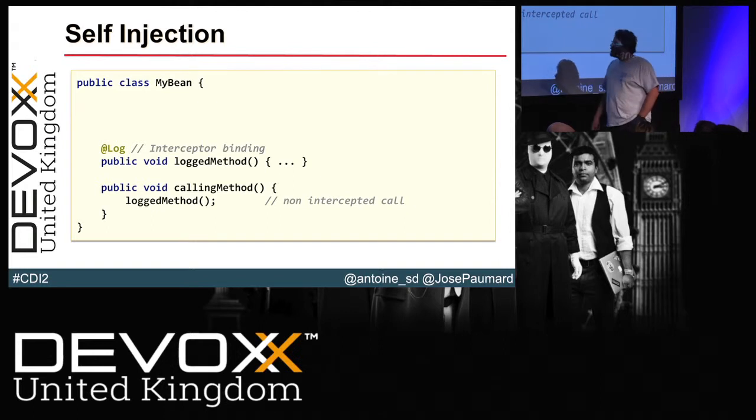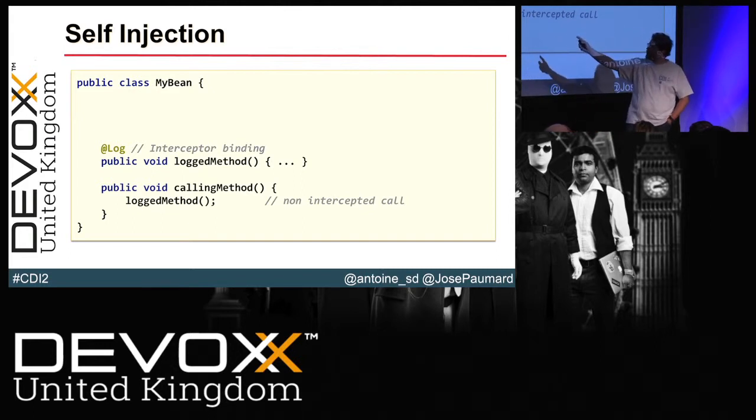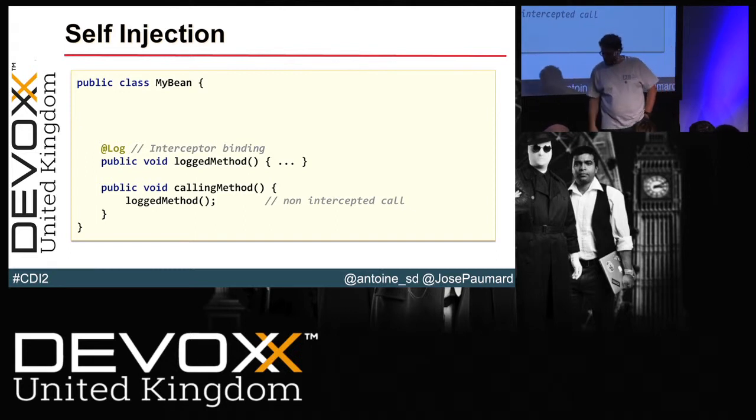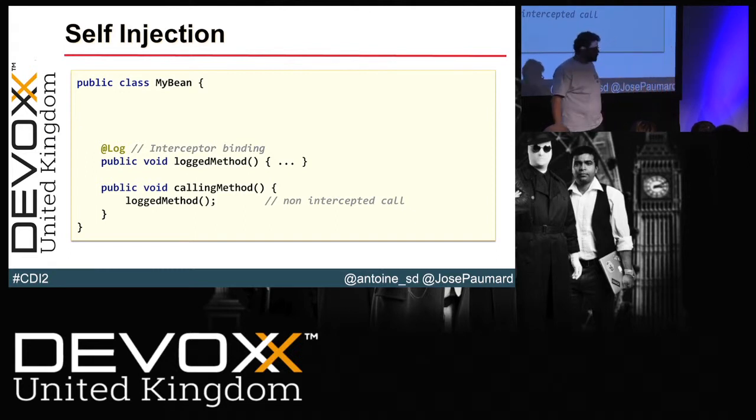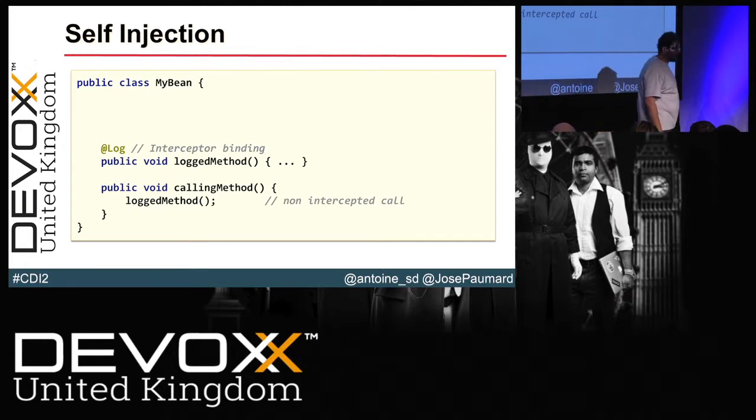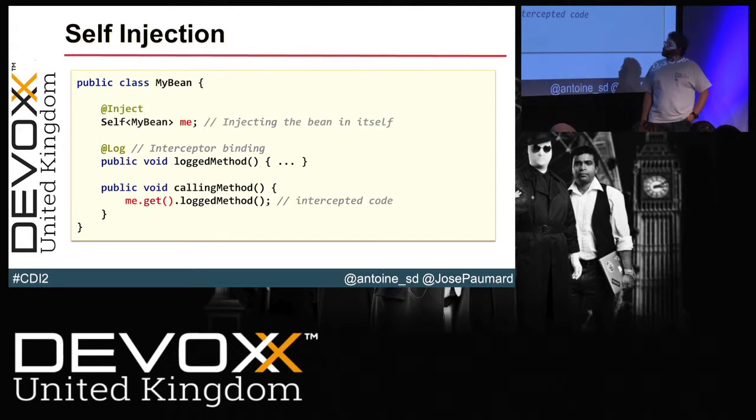Another point related to AOP is the fact that when you are in a bean, in a given method, and want to call another method which has an interceptor, like it's done here, you are in a calling method and you are calling the logged method, the interceptor won't be triggered. So here, the @Log interceptor, which is on the logged method, won't be called because you are in the same bean. So a solution to solve that could be using the self-injection pattern.